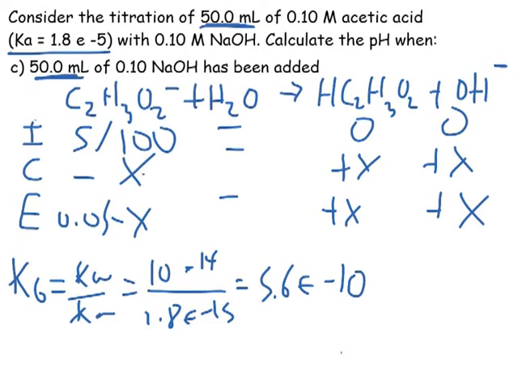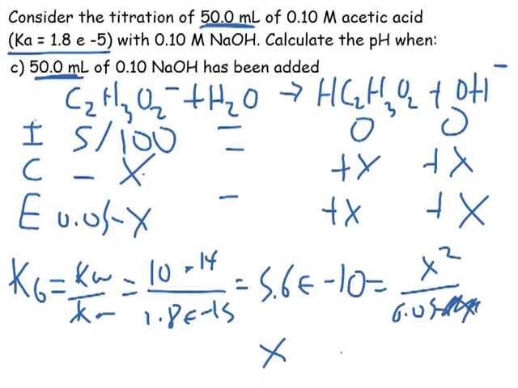So that's what our Kb is. So now we have to set that equal to x squared over 0.05 minus x, and once you solve that, you can pretend that this minus x right here is going to be really small.